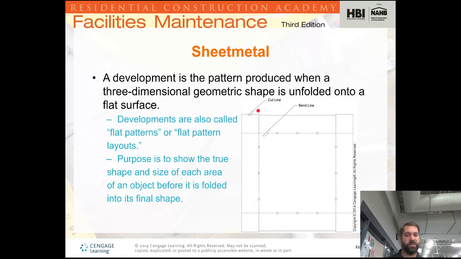Sheet metal. So this isn't important. We don't need to worry about that right now.